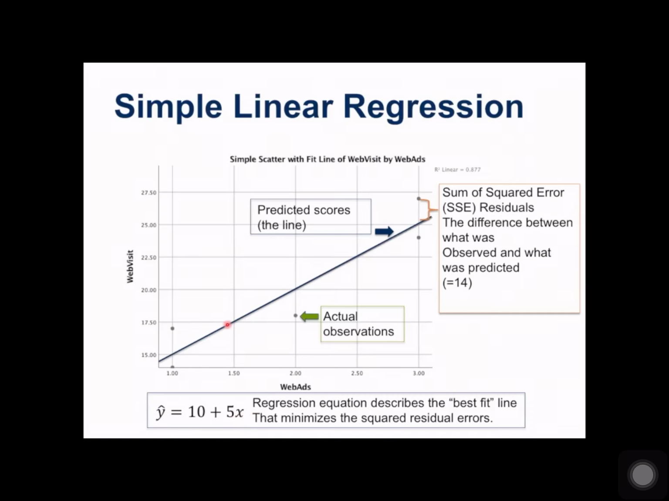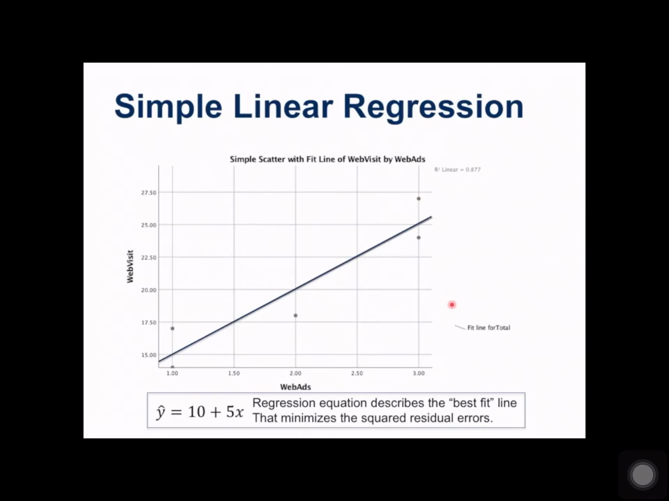It's the most efficient one that minimizes those errors between the observed scores and the line itself. And this is what is so important. In this case, the actual sum squared error, as I'll show you in a moment, was 14. I'll show you how important that is in just a moment.